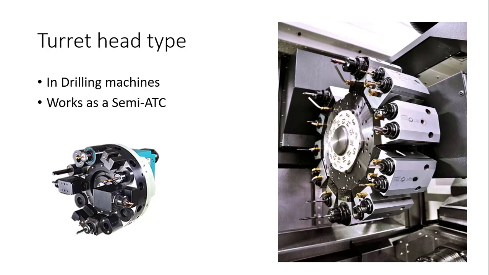At the same time, in this image, if you can see, only one of the tools can be used for processing, but the other tools stay on the turret. That's why it is called turret head type. It is working as well as storing the tools. So that's why it is also called semi-ATC. Most drilling machines use it.